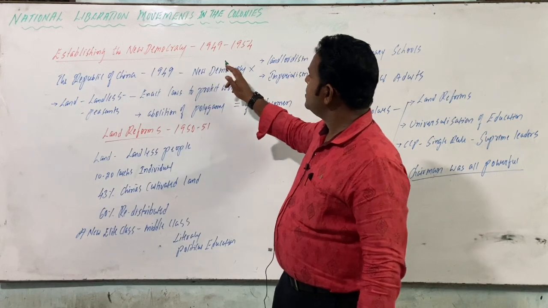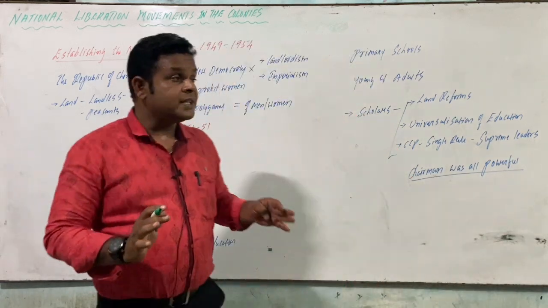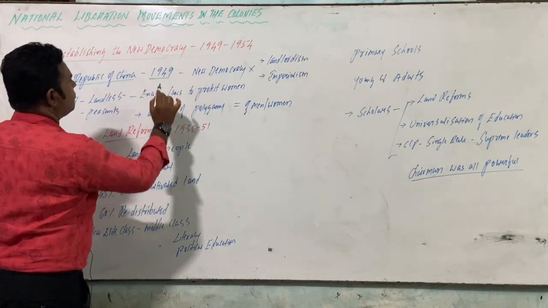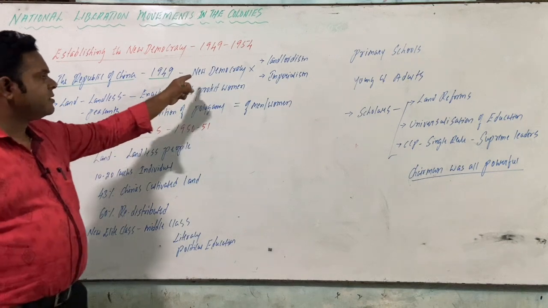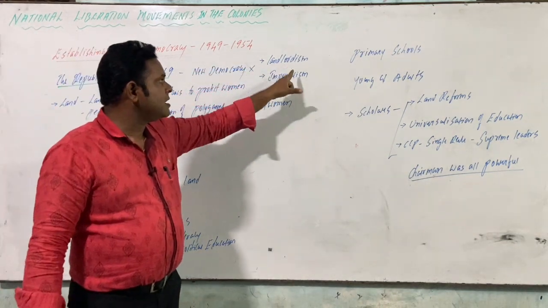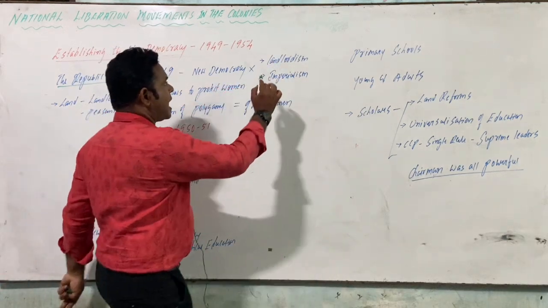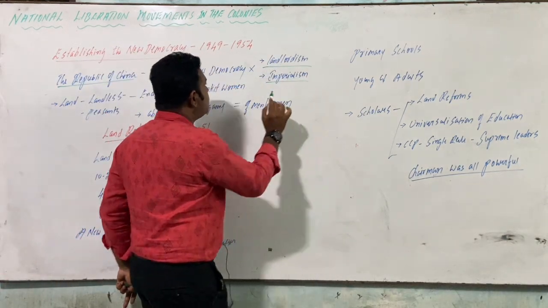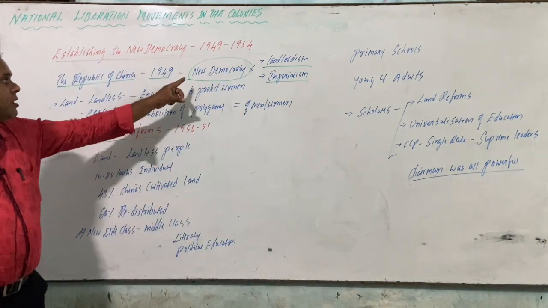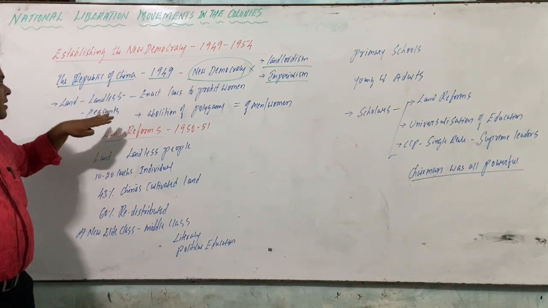Okay, establishing the new democracy in 1949 to 1954. So how did the Republic of China start in the year 1949, especially with what we call new democracy, opposing landlordism and imperialism, as they don't want to see landlordism as well as imperialism. Due to that, they introduced a new ideology, what we call new democracy, in the year 1949, with the intention of the Republic of China.